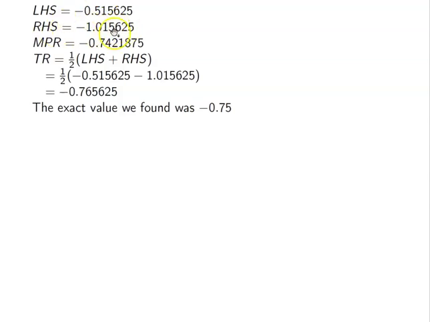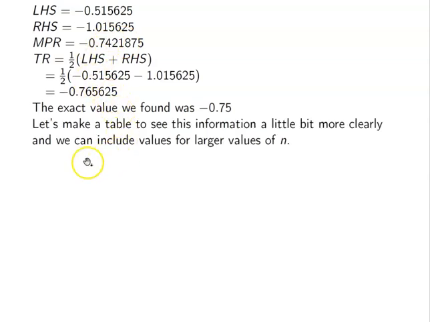The right-hand sum was about 0.25 off. The midpoint rule was very, very close to 0.75. And the trapezoid rule, which we did not have to find independently, we could use the left and right-hand sum since we know it's just the average of those two, was very close as well. Okay, but was it closer to the midpoint rule or farther away from the midpoint rule? That's when we really have to compare.